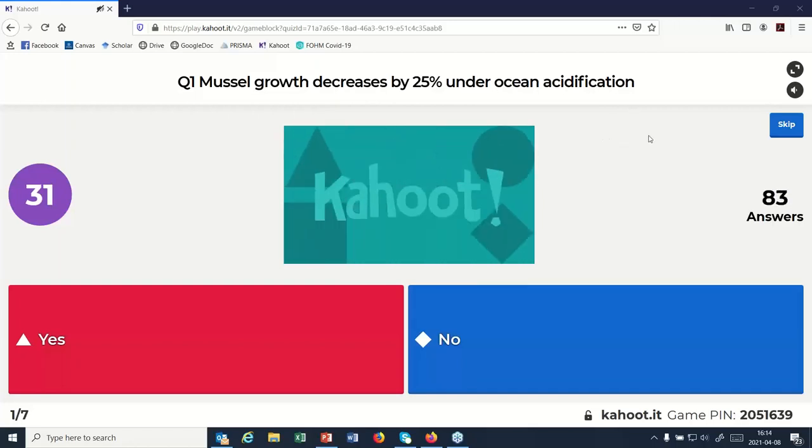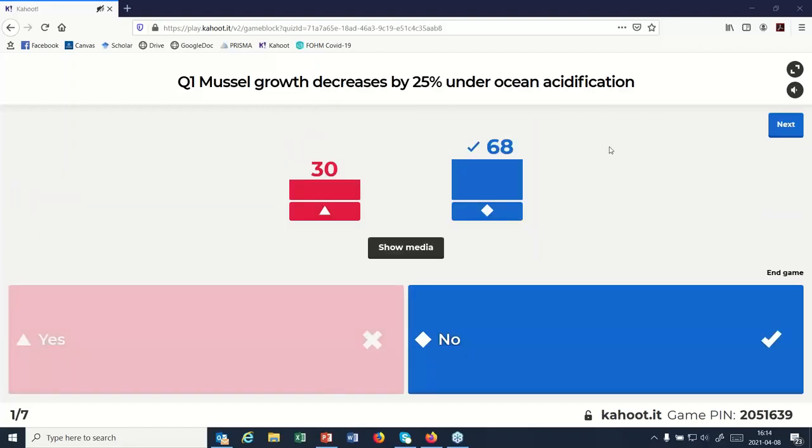This is kind of stressing. I want to know if this is going to work. All right, 92 answers. This is not bad. Three, two, and one. So let's see the results. So 30% said yes, 68% said no. All right.